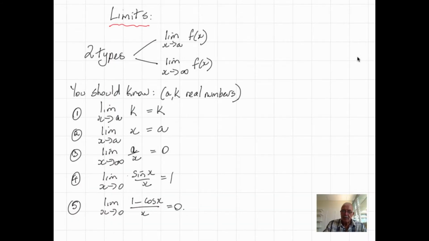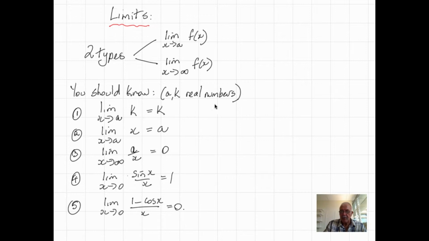With limits, there are two basic types of limits that you're asked to evaluate. One is the limit as x approaches some real value, and we'll call it a, of the function. And the other type is the limit as x approaches infinity, or a very, very large value, of the function. So there are two types. There are some limits you should already know.